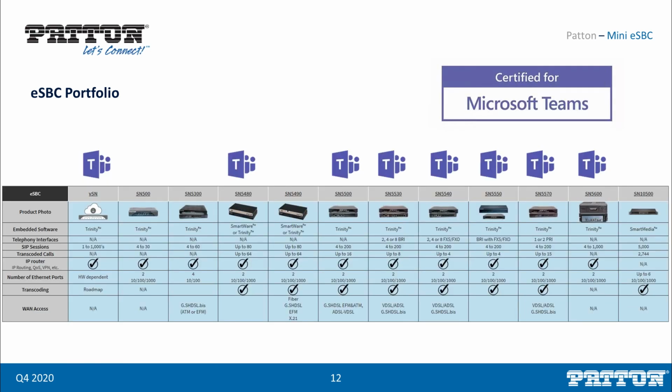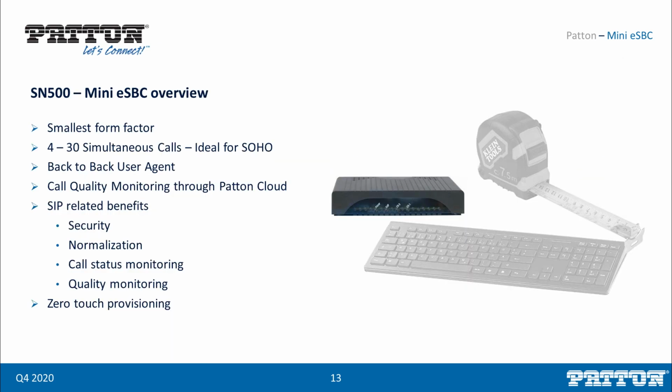Here's another way to look at it. We've got all these different models. They do all kinds of different things, and we have certain models that are currently in our phase 1, certified for Microsoft Teams. And then here you can see the SN500. Of note is that the SN500 is a low-cost SBC, but as of today, it's not certified for Teams. We have that coming in a second phase.